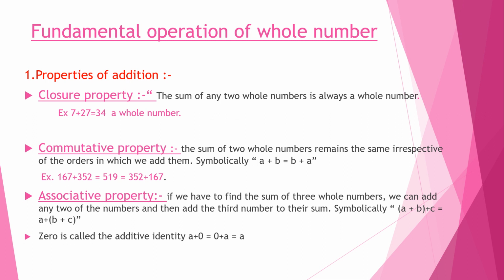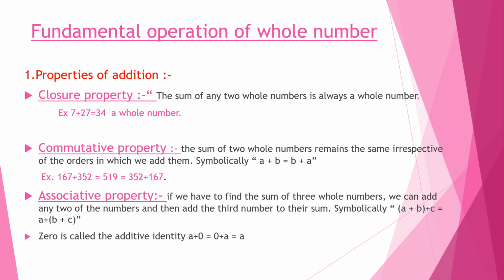First, properties of addition. In that we have to discuss the first property, that is closure property. The sum of any two whole numbers is always a whole number. For example, 7 plus 27 is equal to 34, which is again a whole number. So if we add any two whole numbers, the answer will always be a whole number.